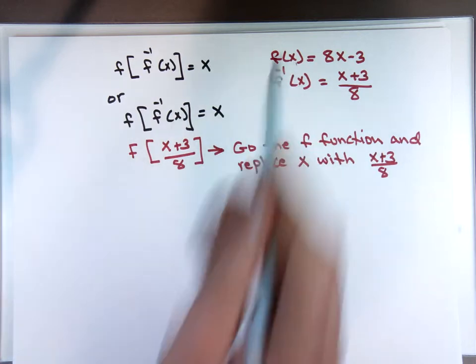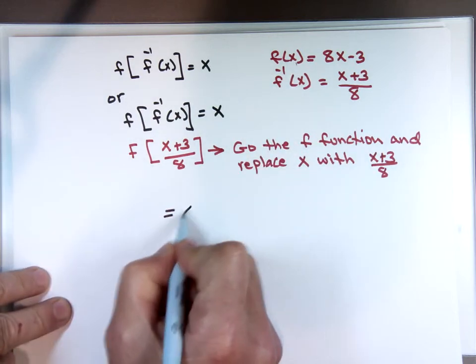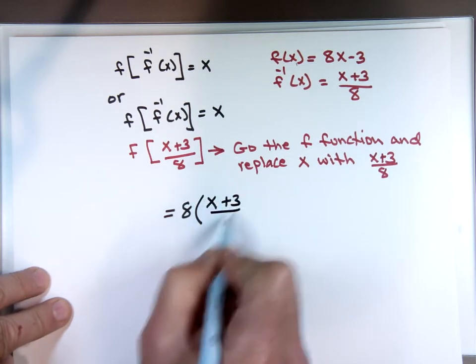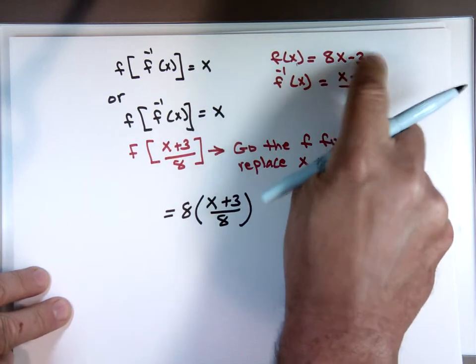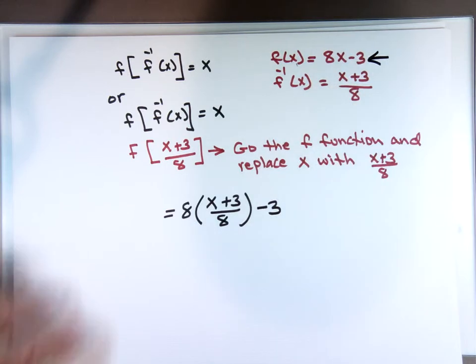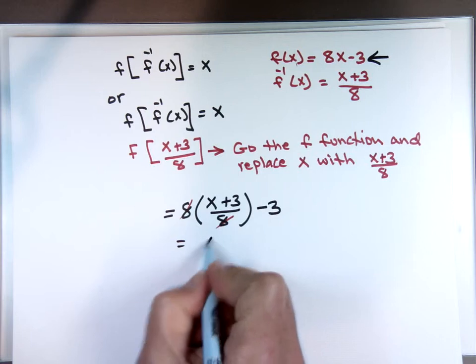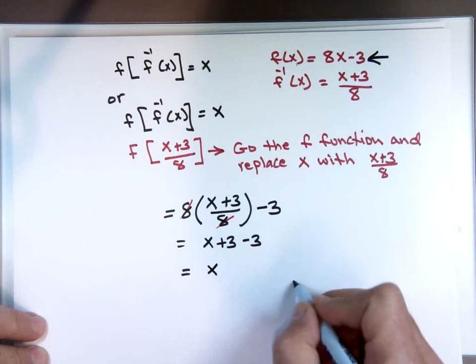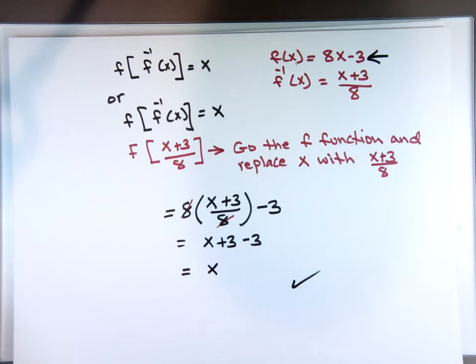So here's my f function. 8. I'm going to take the x out and put what? X plus 3 over 8. Then subtract the 3. So I went to this function right here, and I'm replacing x with x plus 3 over 8. Now let's look at the math. The 8s will cancel each other out, and you end up with what? X plus 3 minus the 3, which is what? X. Bingo. That is the inverse.